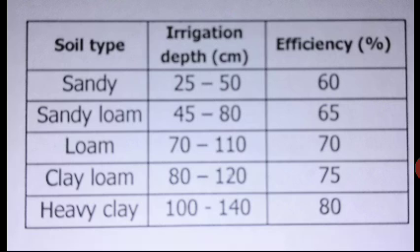Next is factors affecting water requirements. The factors are: first one, water table; second is climate; third one is type of soil; fourth is method of ploughing; fifth is intensity of irrigation; sixth is ground slope; seventh is method of application of water.